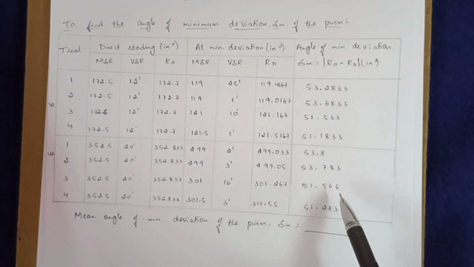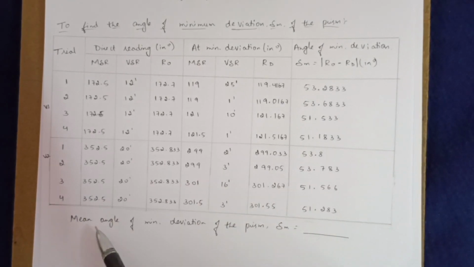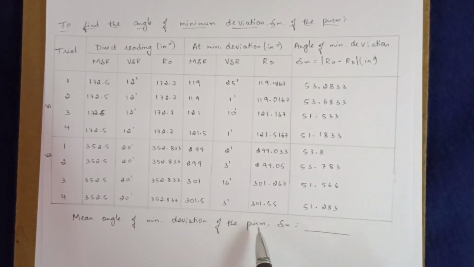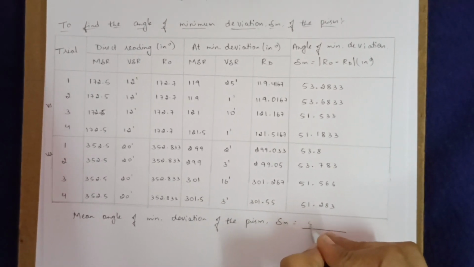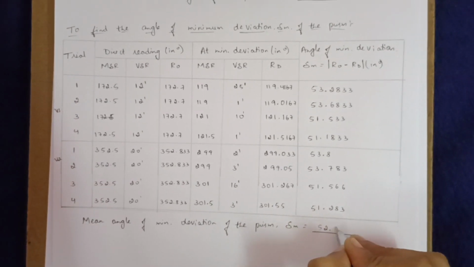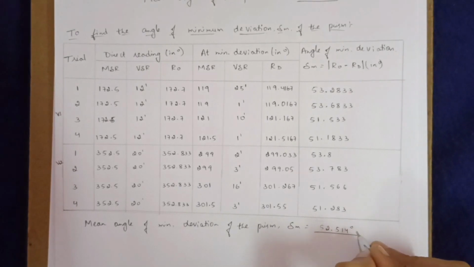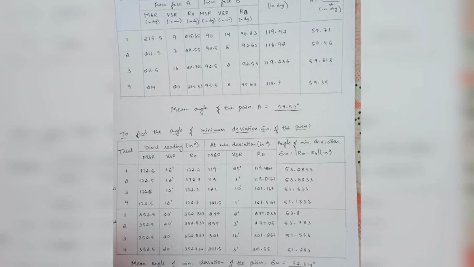Repeat the same for the rest of the readings for more accuracy. Now we will take the mean of all these readings and the mean value is 52.514 degree. This is the obtained value of the angle of minimum deviation. Now we have calculated the angle of the prism and the angle of minimum deviation. Using these values, we will find the refractive index of the material of the given prism.